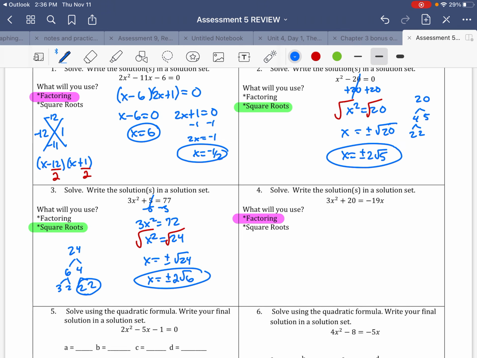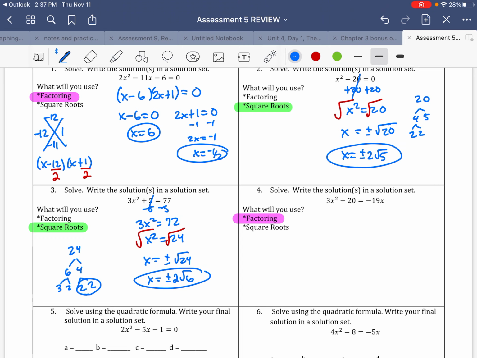Now remember, you could graph these to check out your answers, especially this guy right here. This is ready to graph. You could graph these on your calculator, and you should see it crossing at 6 and negative 1/2. It should be a nice parabola crossing in those places. x squared minus 20, you could graph this. It's going to look like this. You should see it crossing at positive 2 radical 5 and negative 2 radical 5. You'd have to go in your calculator and see what 2 radical 5 really is, like what decimal it is.